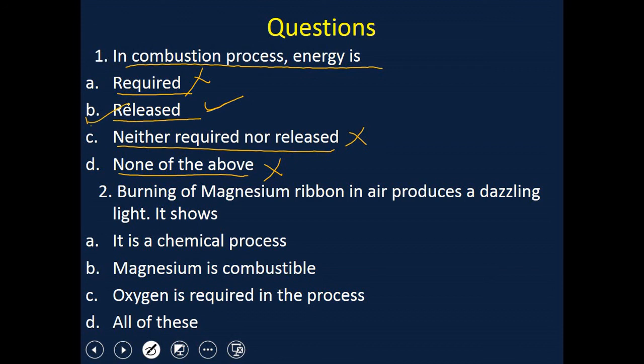Then the second question. Burning of magnesium ribbon in air produces a dazzling light. It shows it is a chemical process. Children, what do you think? Yes, it's a chemical process because I have shown you the chemical reaction also.